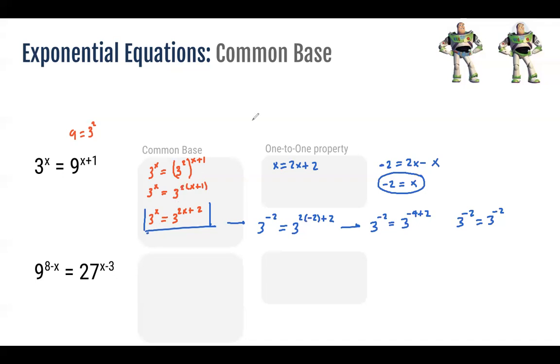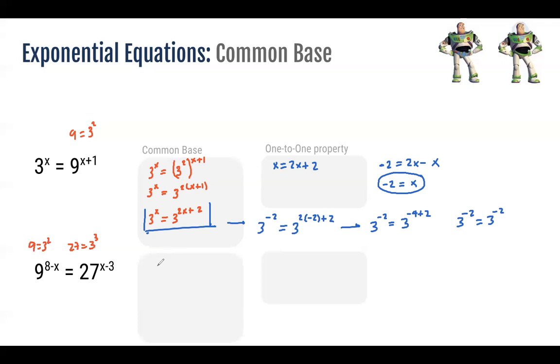In the second example, we need to find a way to get the same base on both sides of the equation. Base 9 and base 27, it doesn't look like we're going to be able to turn that 27 into a base 9 exponential. But what about turning both into a base 3? So 9 can be written as 3 squared, and 27 can be written as 3 raised to the power of 3.